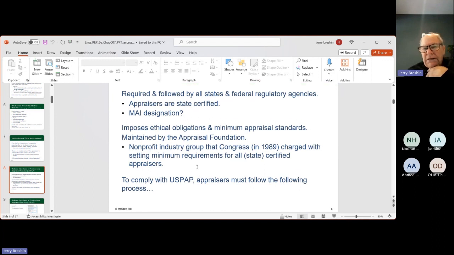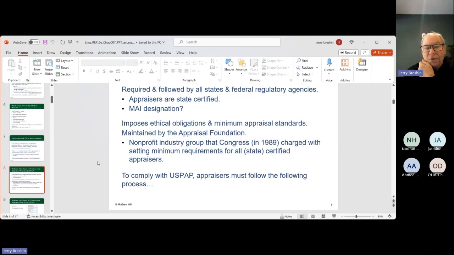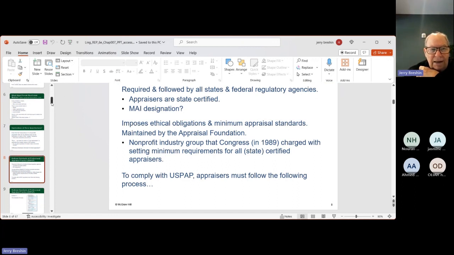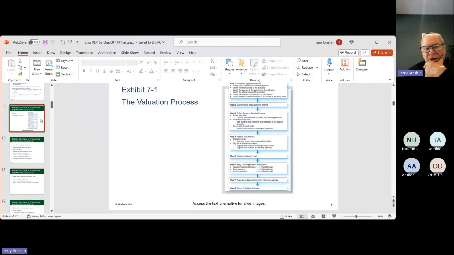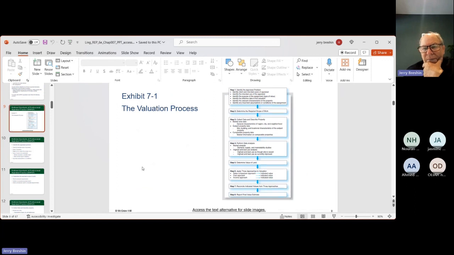Okay, I want to ask you this again. This appears on the real estate exam if you want to become a realtor in Florida, and I'm sure most states you would have to know this, but as far as we're concerned, I don't consider it to be important. This would be the process that an appraiser would go through. Exhibit 7.1 in the book.